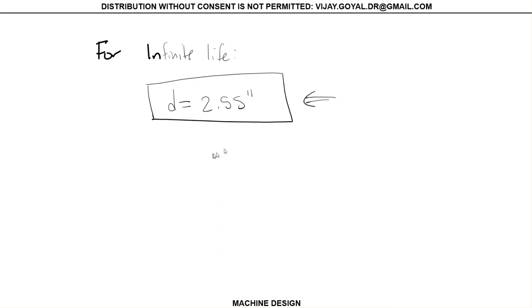And this is infinite life because your S equivalent from Goodman stress is less than or equal to your endurance limit. So this is how we actually design for infinite life. So this concludes this example.